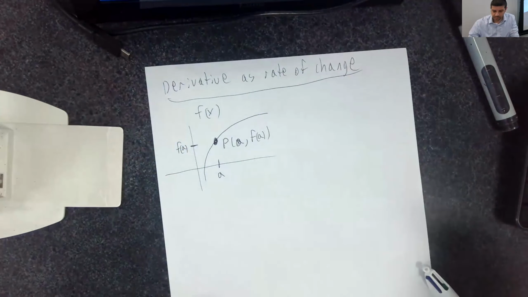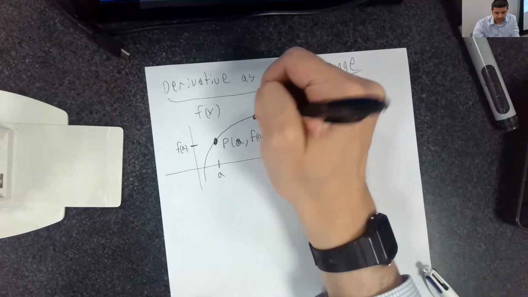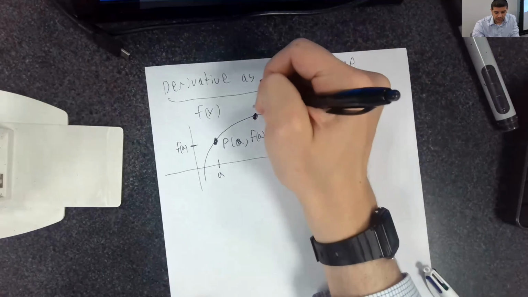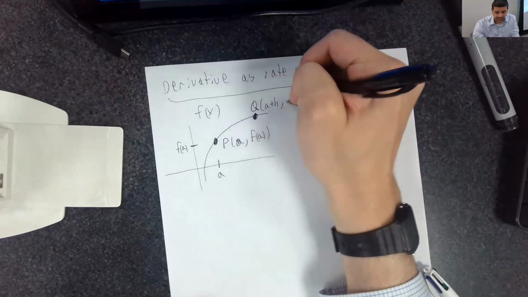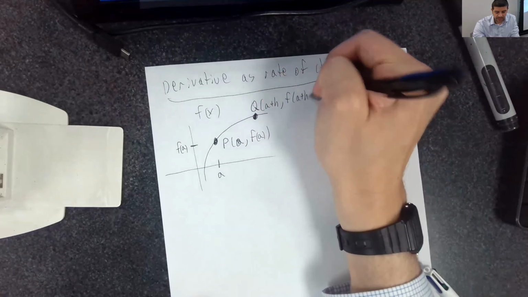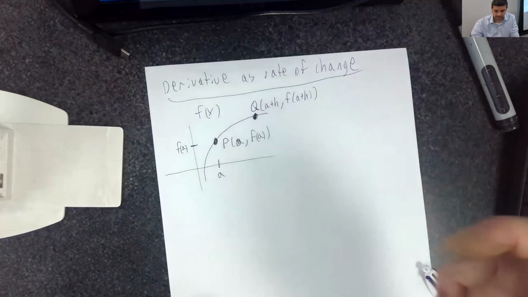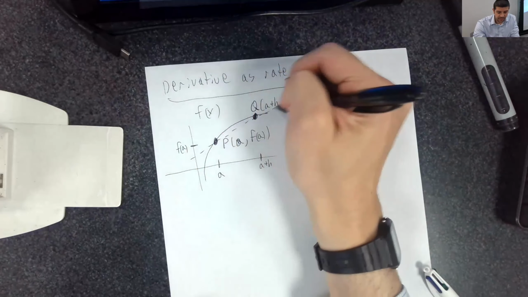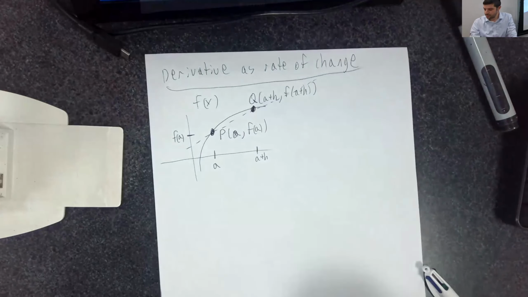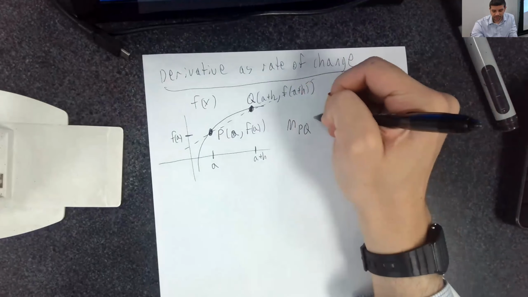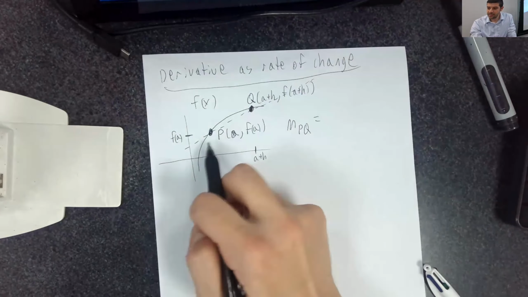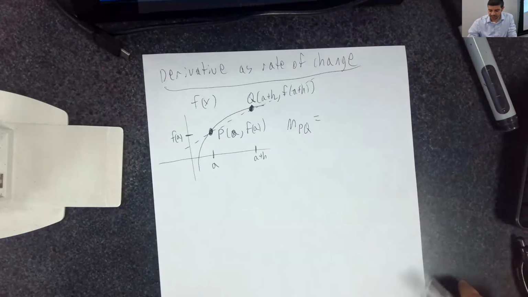So if we have a point Q, which is a plus h, f of a plus h. Right, and we make a secant line again from point P to Q. So the secant slope MPQ of this line, right? The secant slope of this line.